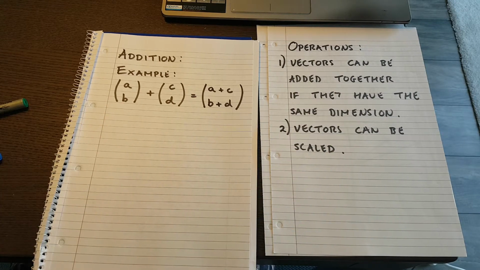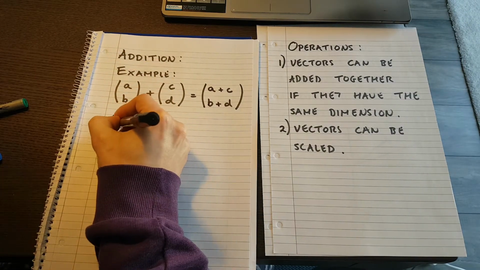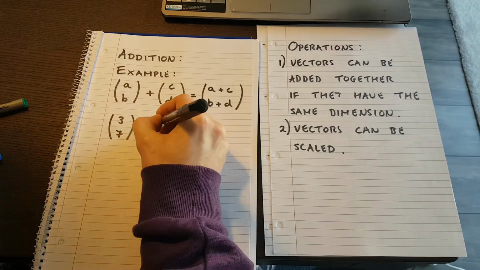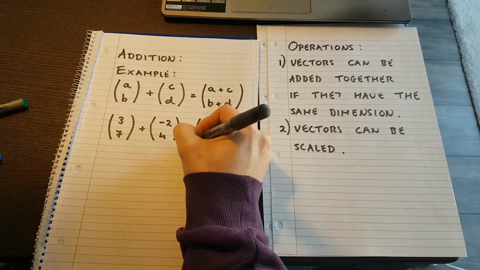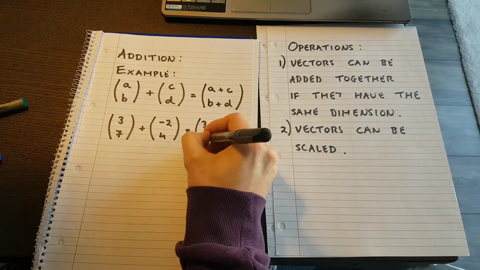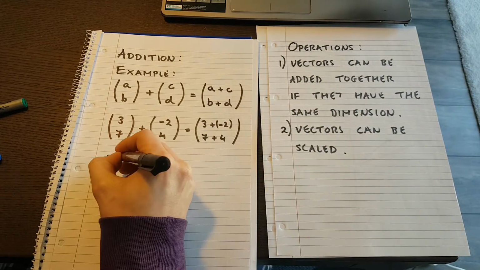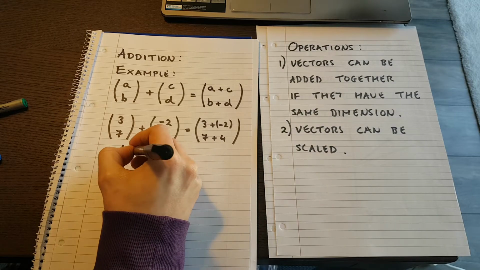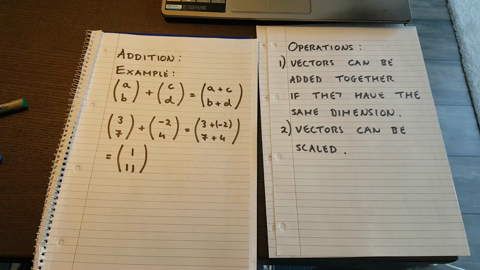I've used A, B, C, and D, but of course I could use numbers. Let's say I take 3 and 7, and I add on, I don't know, -2 and 4. Well then what would I have? I would have 3 plus -2 and 7 plus 4, which is equal to what? Well, 3 plus minus 2, plus minus is the same as subtraction, so 3 minus 2 is 1, and 7 plus 4 is 11. So 1 and 11 is my answer.